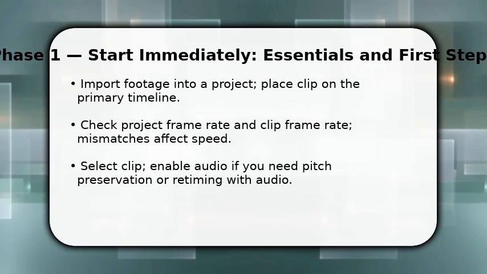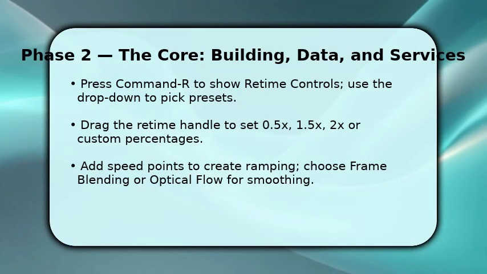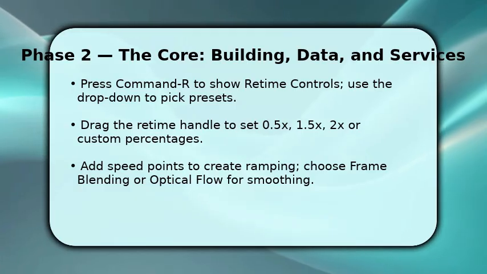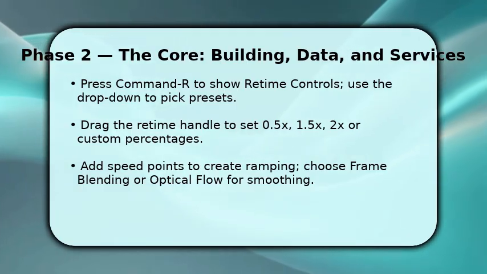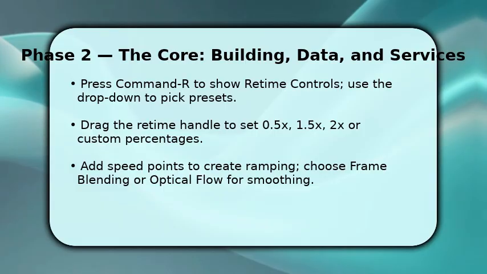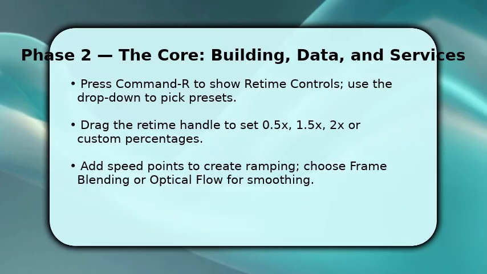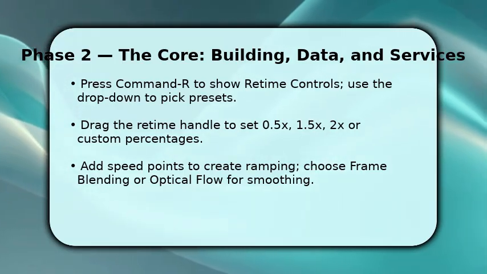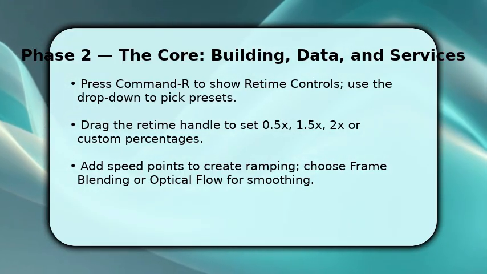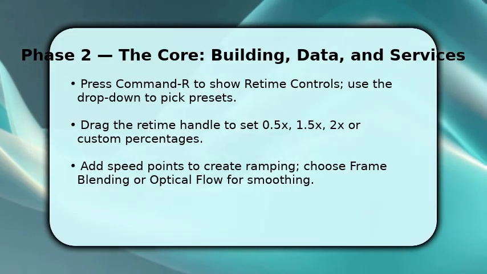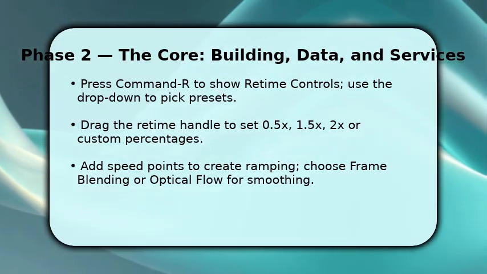before changing speed. With the clip selected, press Command-R to reveal retime controls. This is where you manipulate speed precisely. Drag the right edge to compress or extend duration, or open the retime menu to choose exact percentages like 0.5x or 2x. For variable speed, add speed points, then drag segments to shape ramps.